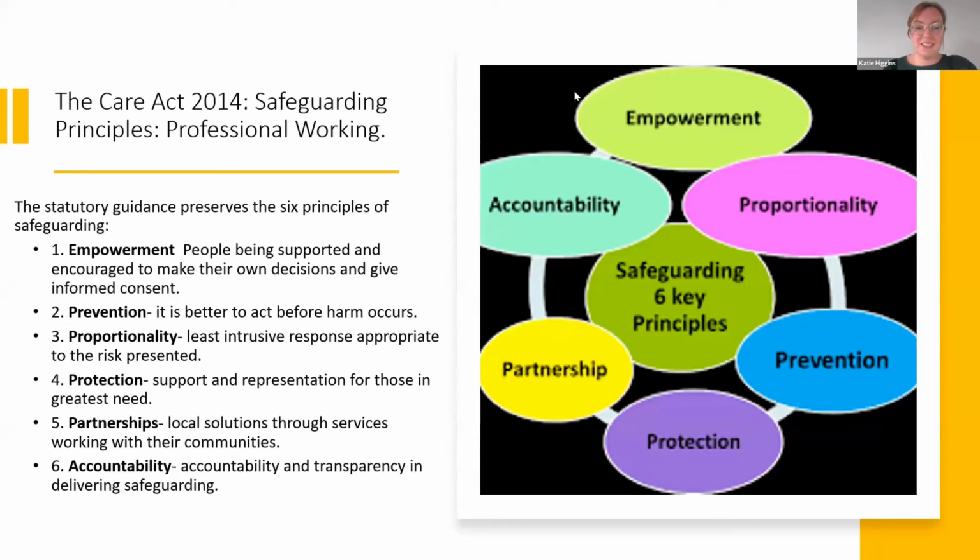Partnership working, as I said earlier, that those local solutions through services working with their communities, so social care and health, or voluntary services as well, which are also crucial when it comes to safeguarding. And accountability as well, so making sure that we're accountable in our day-to-day practice and we've got that transparency in delivering safeguarding.